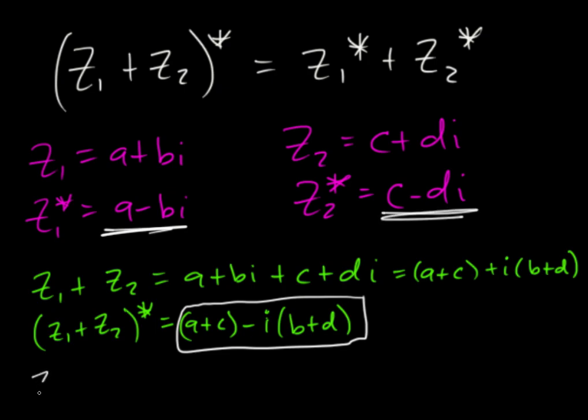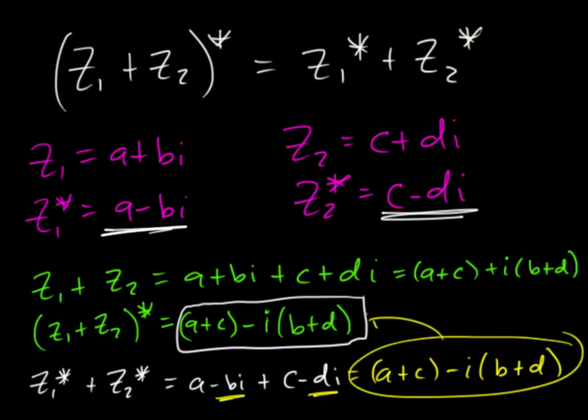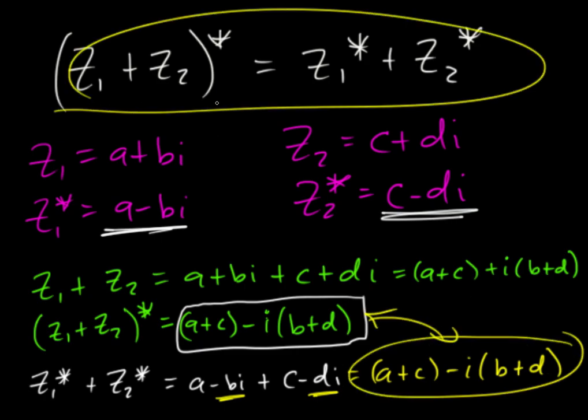So z1 conjugate plus z2 conjugate is going to be a minus bi plus c minus di. And if we do that, we group the a and the c. They're both positive, so it's still going to be a plus c. And then we can take out a negative i from this and from this, so that's negative i. We're left with b plus d. And since both these are the same thing, we prove that that's true.